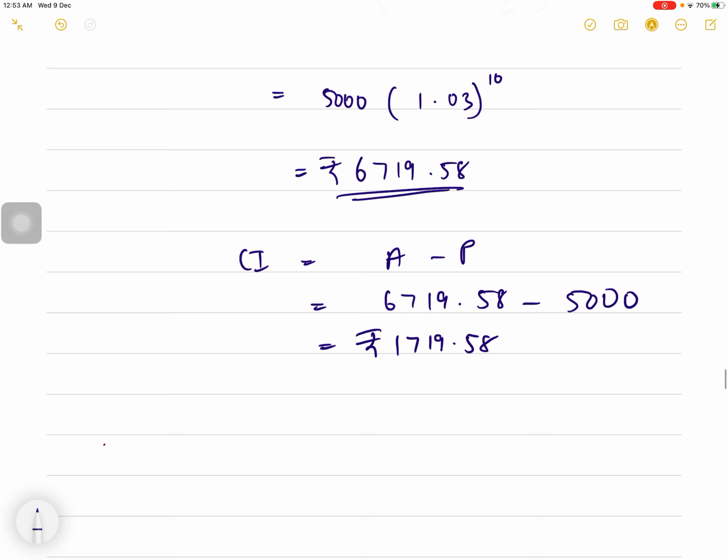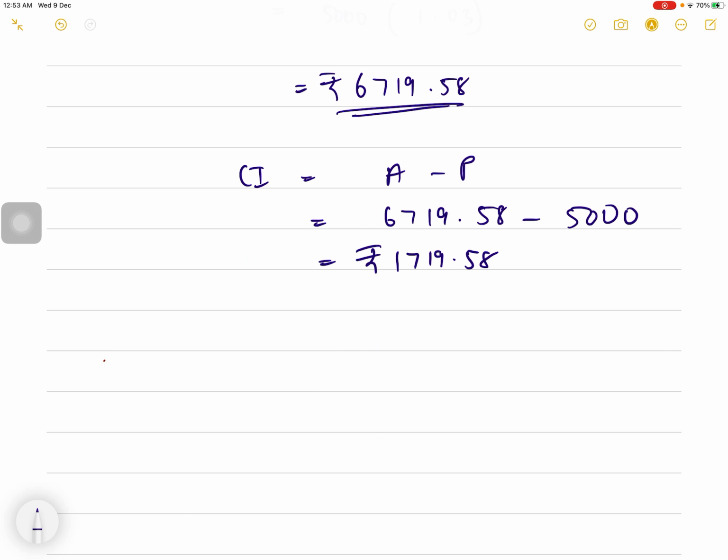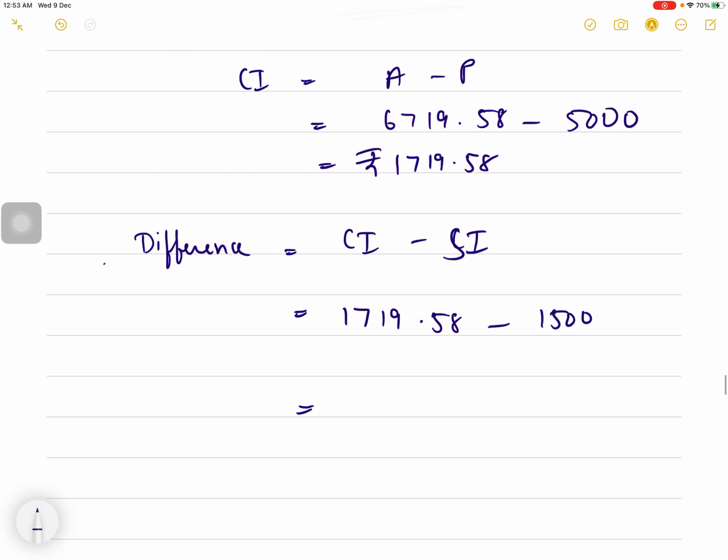You know the simple interest, you know compound interest. You are supposed to find the difference between simple interest and compound interest. So difference is equal to compound interest minus simple interest. Compound interest is 1,719.58. Simple interest is 1,500. So 219.58. So difference between simple interest and compound interest is 219.58.